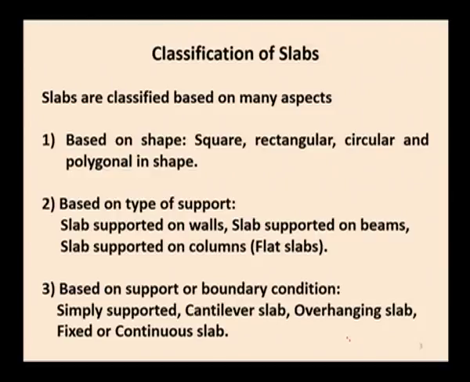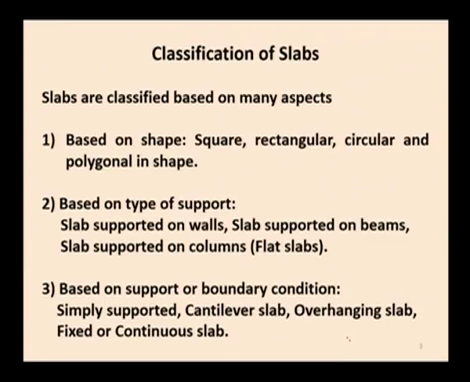Based on the support and boundary conditions, it may be a simply supported slab, another is the cantilever slab, the third is the overhanging slab, then the fixed slab, or it may be a continuous slab. So, what do we mean by a simply supported slab? The slab which is supported at its ends only is called a simply supported slab.